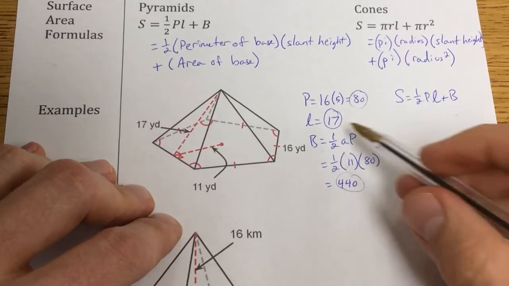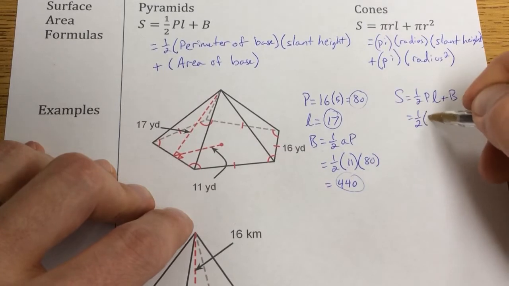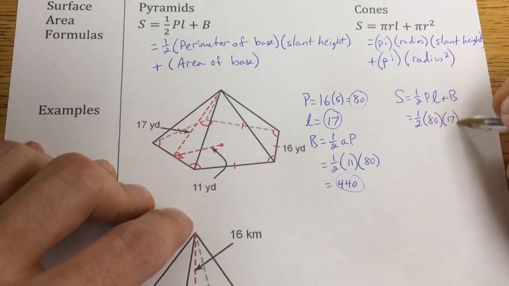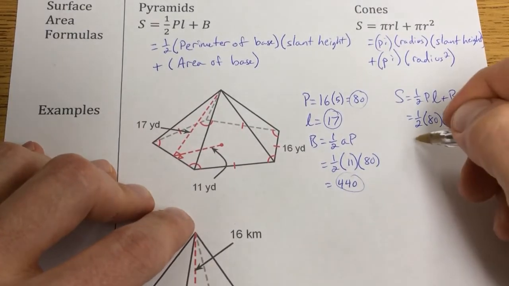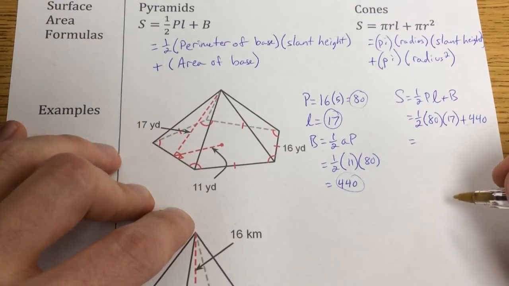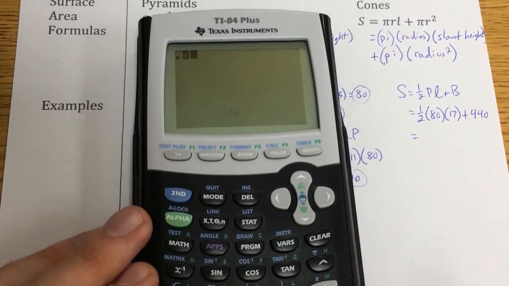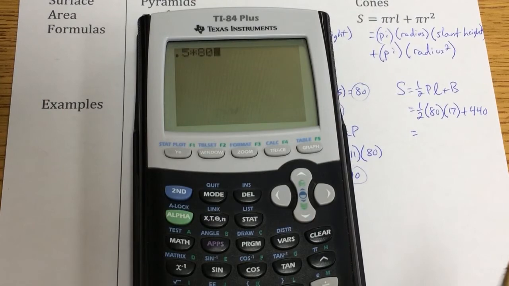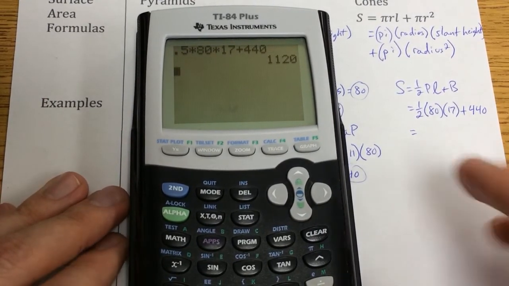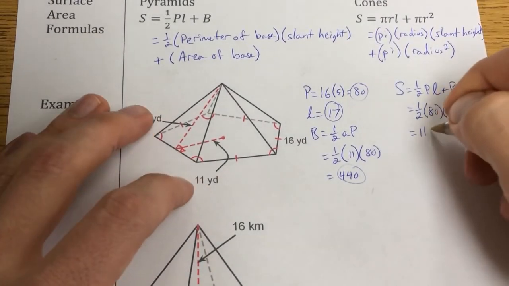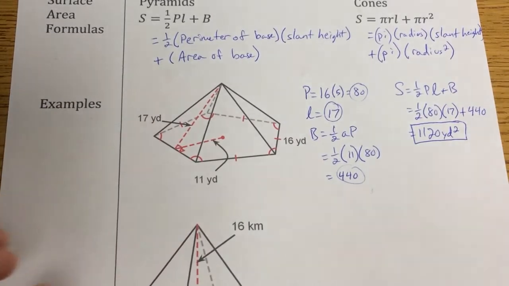All right, so I got all three of my pieces. Then I can come back over here and plug them in. So 1/2 times 80 times my 17 plus 440. All right, multiply it all together in the calculator. And when I get to this point, I just go straight to my calculator. So I have 1/2, which is 0.5, times 80 times 17 plus 440, and I get 1120. So 1120, and I have yards squared. Still area, so still square yards.